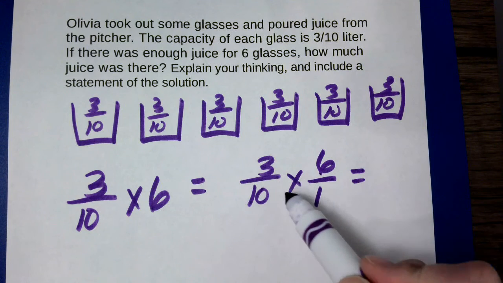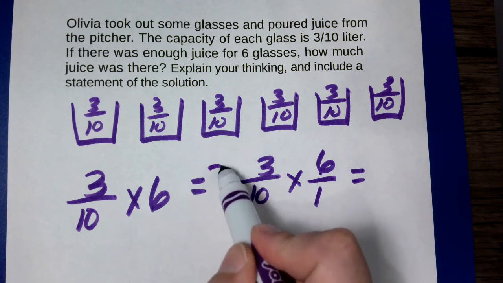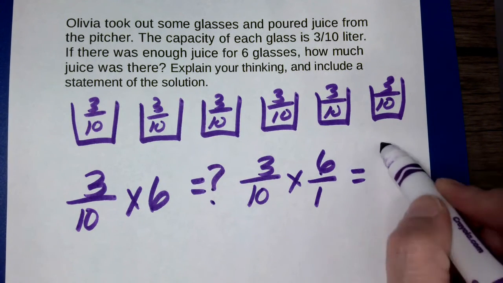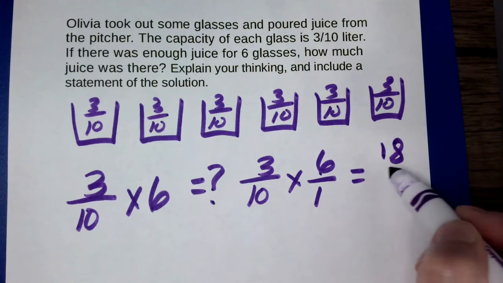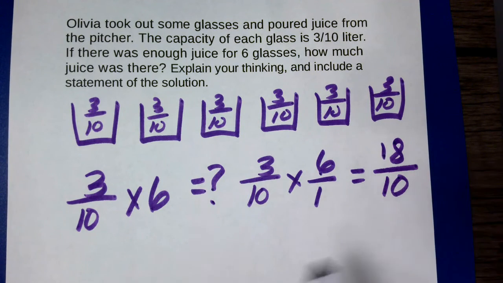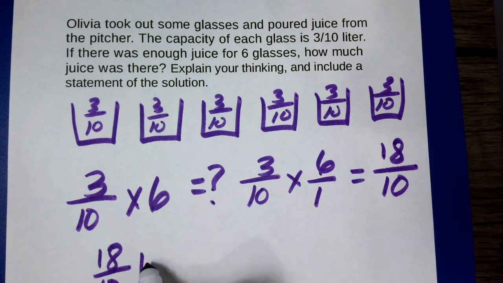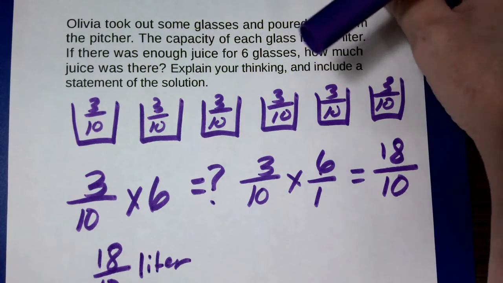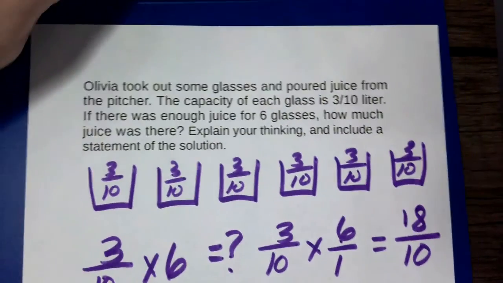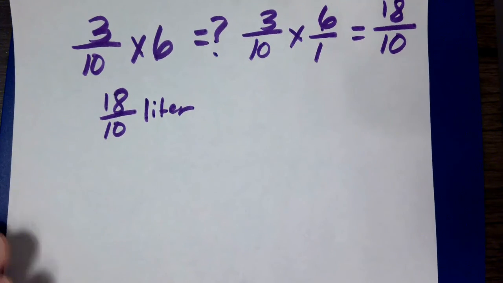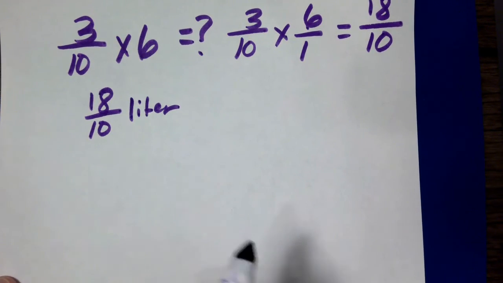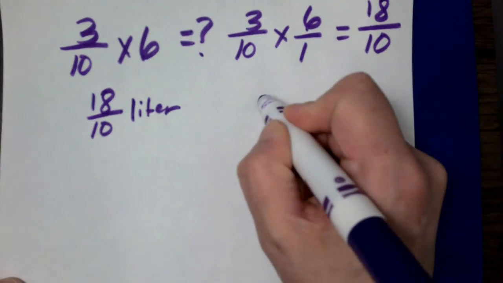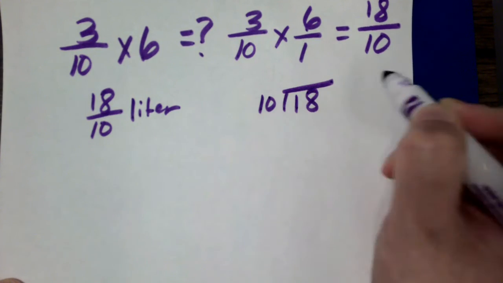I'll multiply numerators times numerators and denominators times denominators. So 3 times 6 is equal to 18. 10 times 1 is equal to 10. So I had 18/10 of a liter total. Well, I've never used 18/10 of a liter, because that is an improper fraction, my friends, and we're going to need to rename my improper fraction into a mixed number. So what I'm going to do for that is divide 10 into 18.